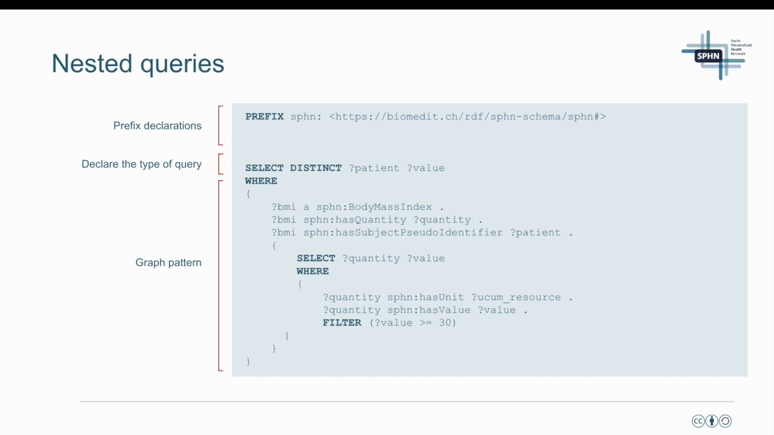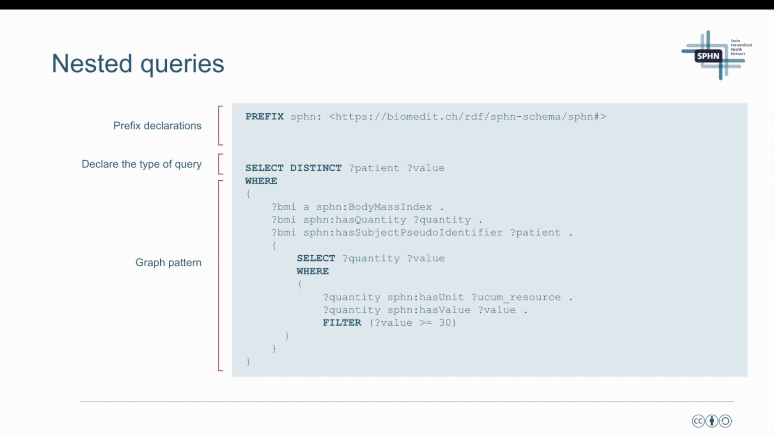Here's an example of a nested query where first we will look at the subquery. In the subquery, we are trying to get all the quantities whose value is greater than 30. And then the outer query is getting all instances of body mass index and associated patients for which the quantity value is greater than 30.